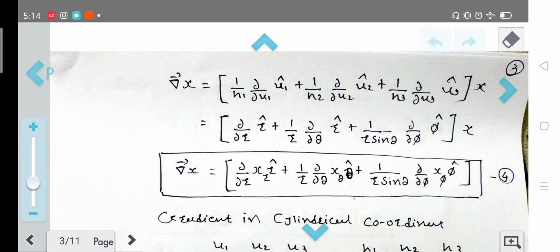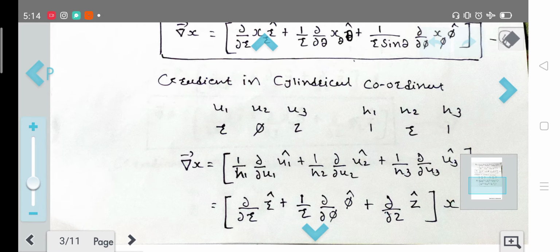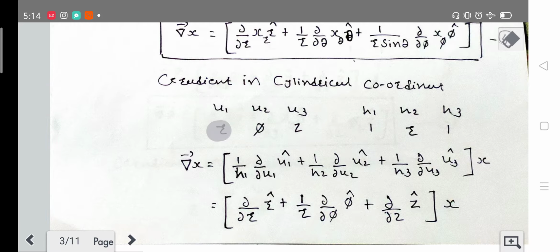Now let's talk about gradient in cylindrical coordinate system. So let's talk about the coordinates. The coordinates will be r, phi and z, and corresponding values of h will be 1, r, 1. We already have the generalized formula here, 1 upon h1 del by del u1 cap plus 1 upon h2 del by del u2 cap plus 1 upon h3 del by del u3 cap, and x is here a scalar quantity. Let's put the values of h1 h2 and h3 and u1 u2 and u3 inside this equation.